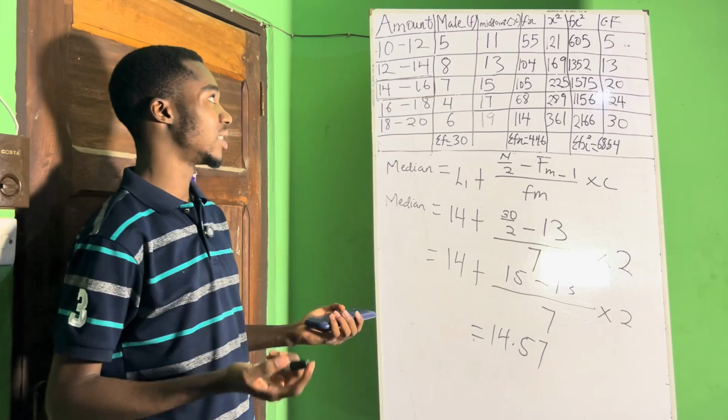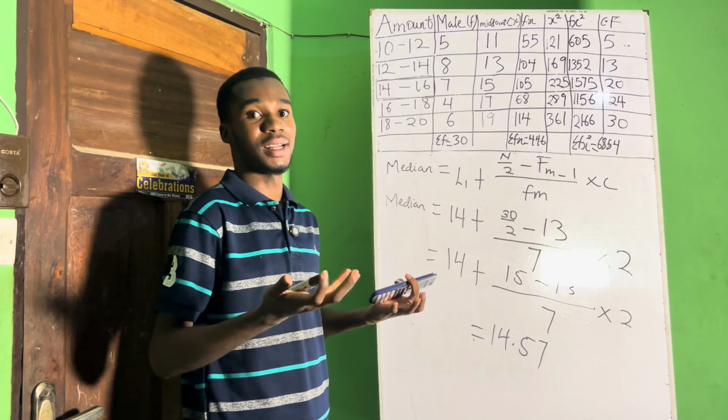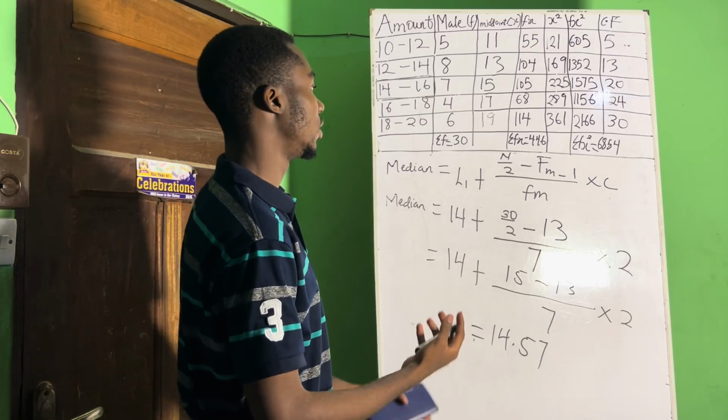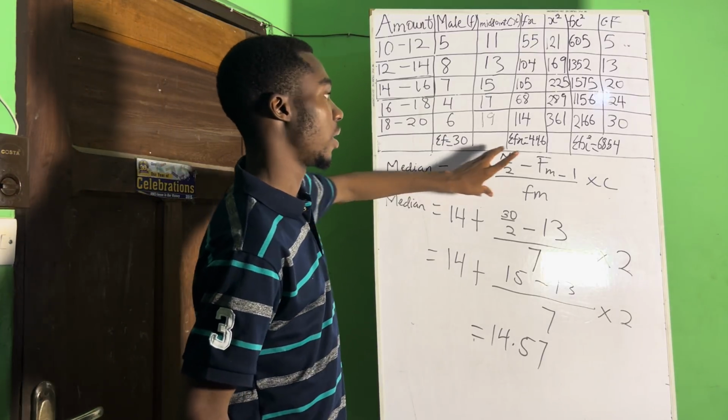You get it? So median is like the middlemost number, or the number that is in the middle. You get it? All right. So this is how we solve for the median. So please don't forget, just remember that this formula will be given to you.